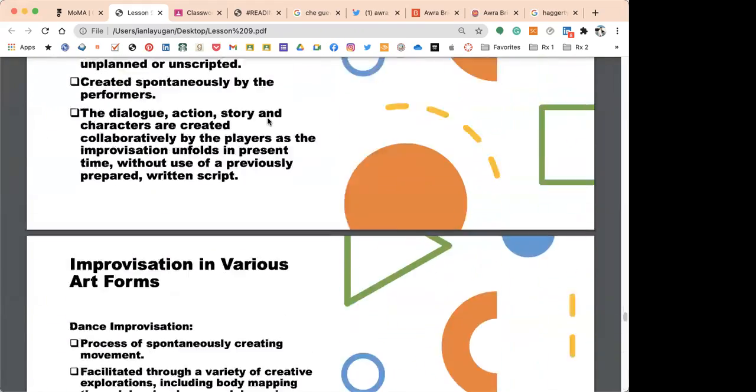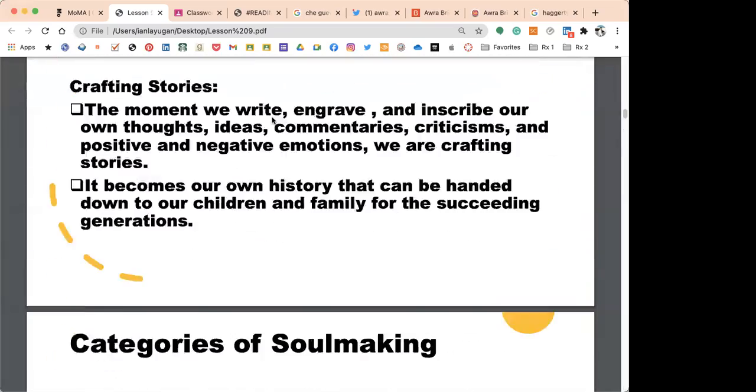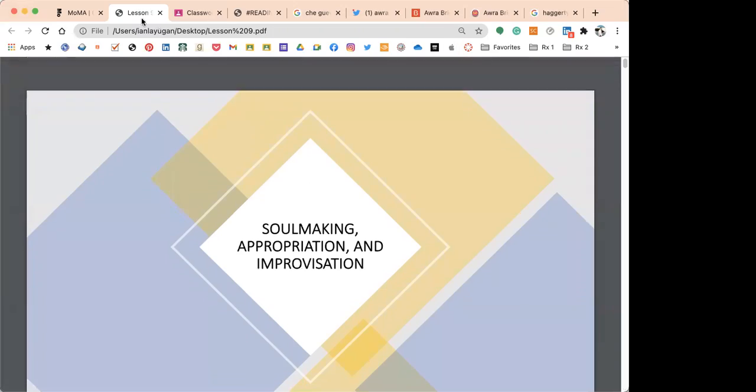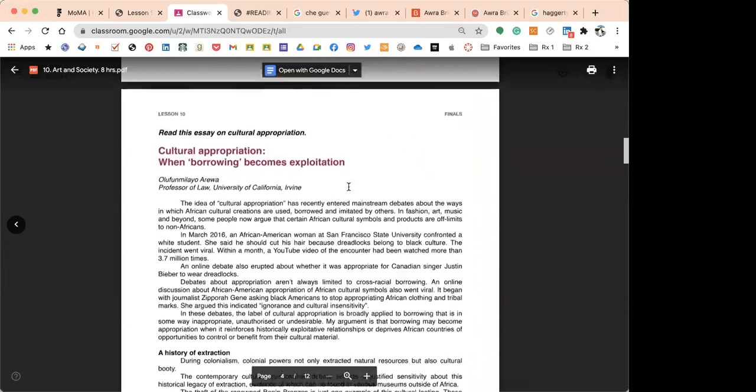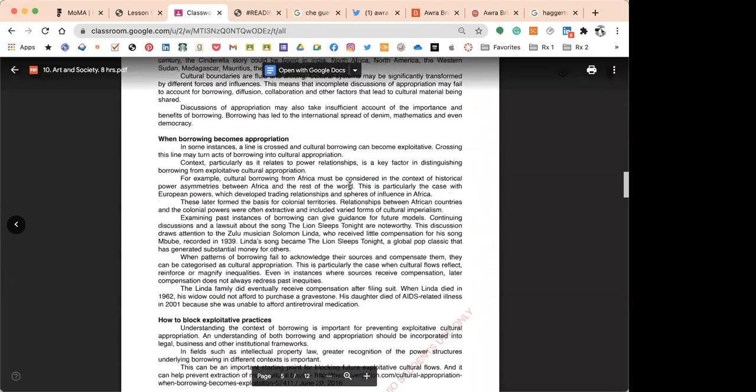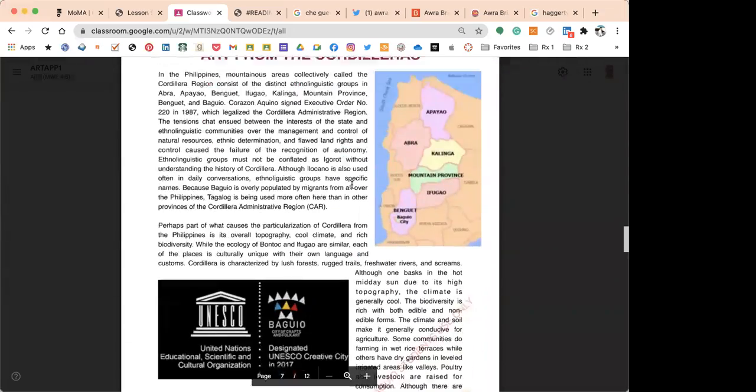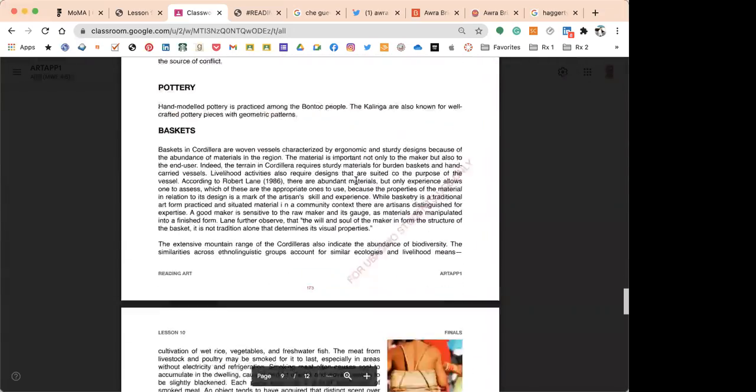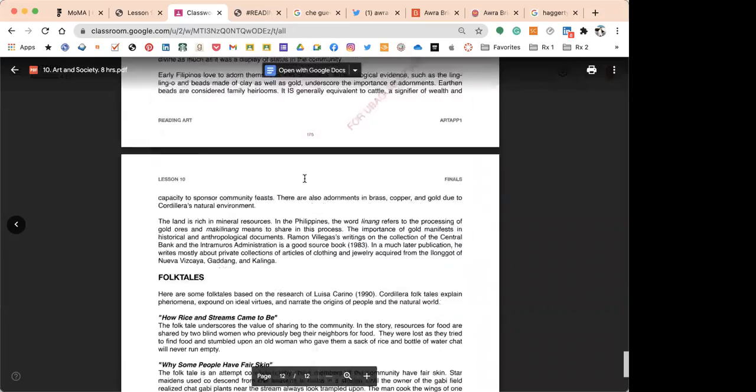those are the important points for this, and that also closes the first half of your lesson of your unit 10. So for our next one, you're just going to be going over art from the Cordilleras, and then I will be discussing your final output.